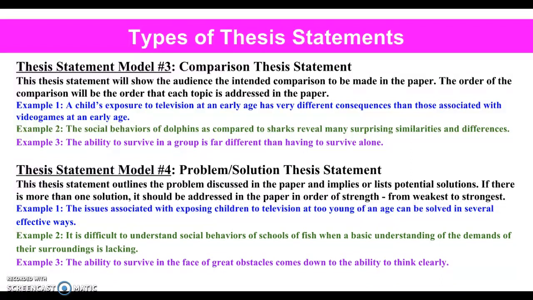The fourth thesis statement model is problem and solution. For a problem solution thesis statement, it outlines the problems discussed in the paper and implies or lists potential solutions. If there is more than one solution, then you can include a component of list thesis statements and list them. But again, you should address those in your paper or your project in order of strength. So you start with your weakest and you end with your strongest. Again, please pause the video and read through the 3 examples listed.